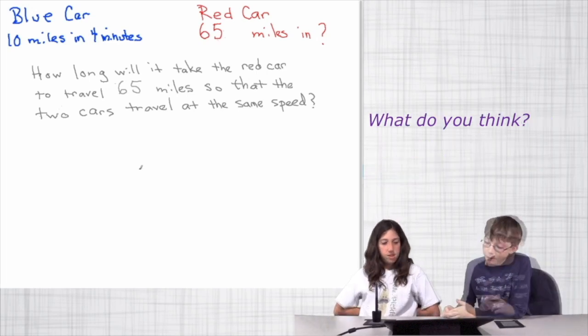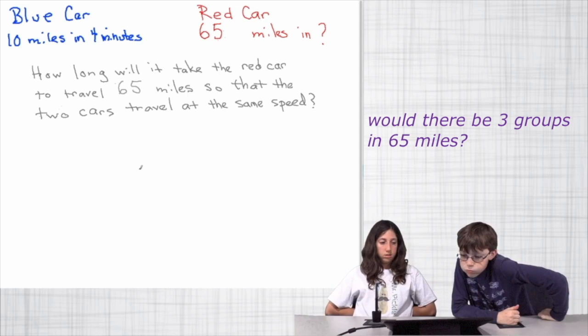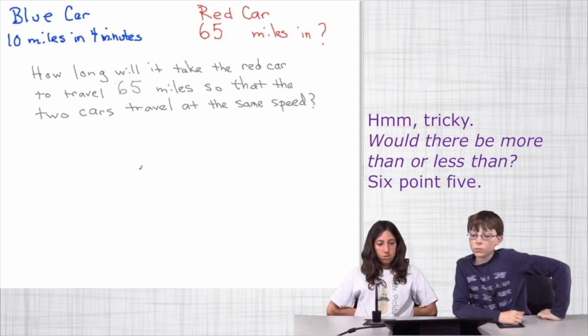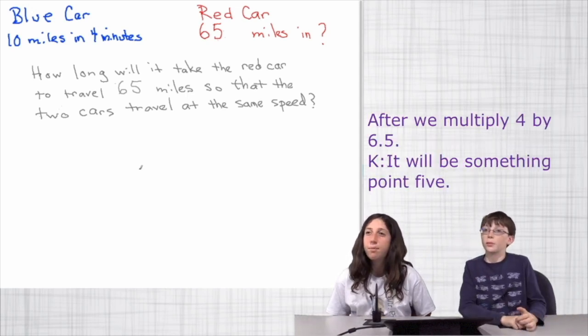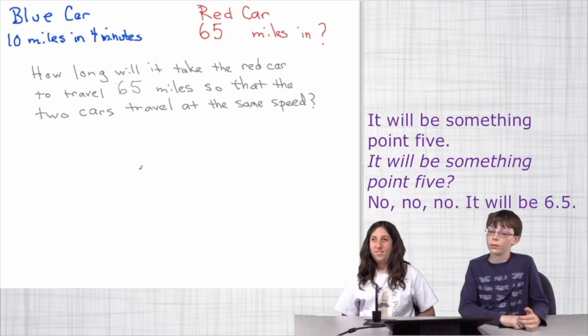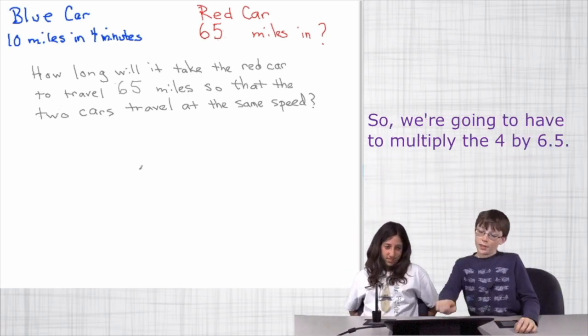Okay. So what do you think about that? Would there be 3 groups in 65 miles? Tricky. Would it be more than or less than? It will be something 0.5. No. It'll be something 0.5. So we're going to have to multiply the 4 by 6.5.